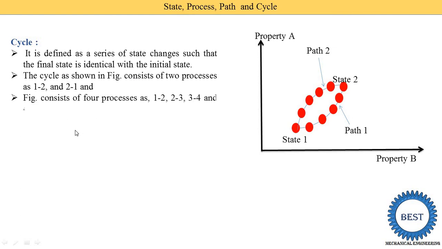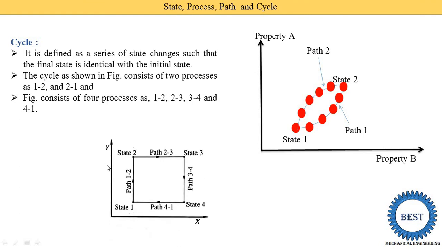Now here I show you another figure. The figure consists of four processes: 1 to 2, 2 to 3, 3 to 4 and 4 to 1. On the x-axis is the x parameter, on the y-axis the y parameter. This is the initial point, state 1, state 2, state 3, state 4. This is called path 1 to 2 or process 1 to 2, process 2 to 3, process 3 to 4 and process 4 to 1. In this system, according to the definition, the initial state and final state are the same, that is state number 1. So the cycle starts from state 1 and also ends at state 1. It is called a cycle.